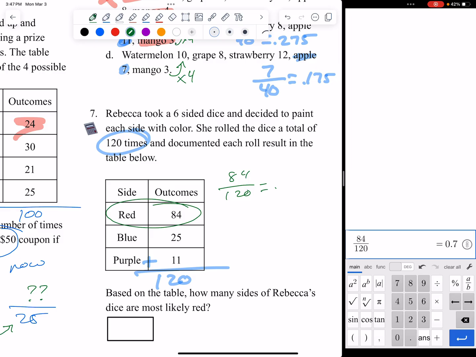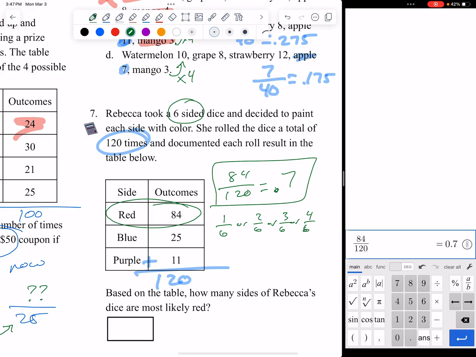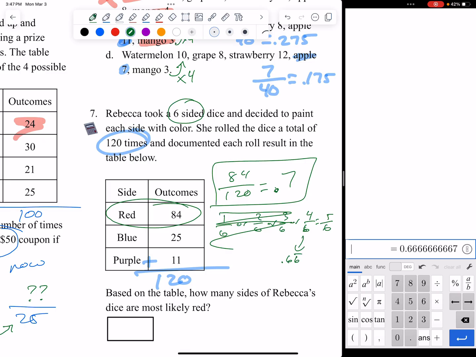that equals 0.7 exactly. So if I think about dice, there are 6 sides, so I have to get close to 0.7. Is it 1 out of 6? Or 2 out of 6? Or 3 out of 6? You get what I'm saying? 4 out of 6? 5 out of 6? Because 6 out of 6 is 100%. So if it's more than half, because it's 0.7, it can't be those. If I do 4 divided by 6, that gives me 0.6666666, which is close to 0.7. If I do 5 divided by 6, that's 0.83333333.